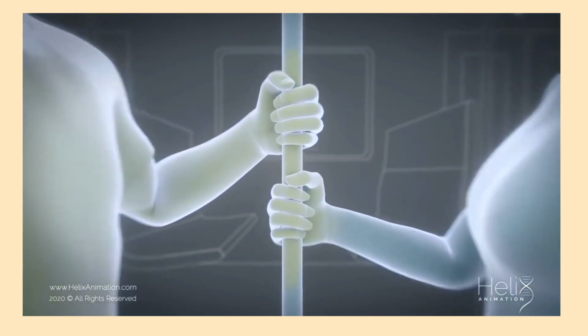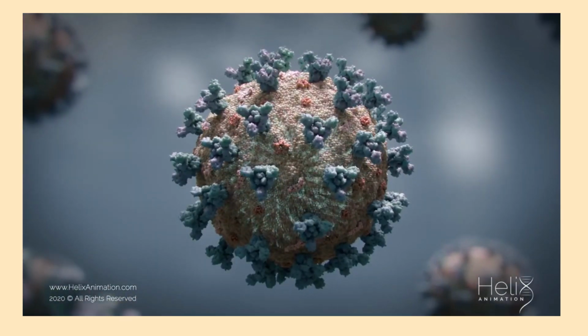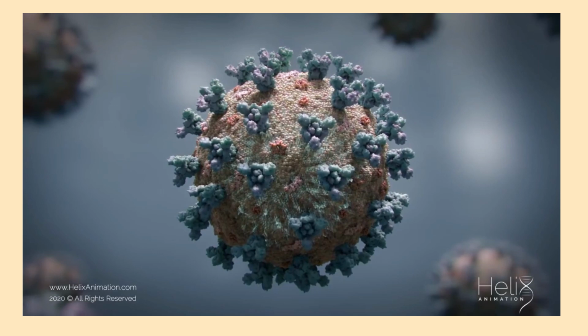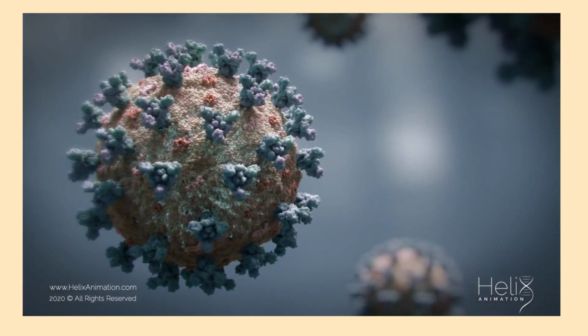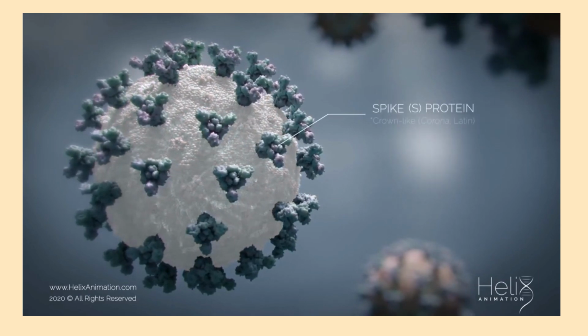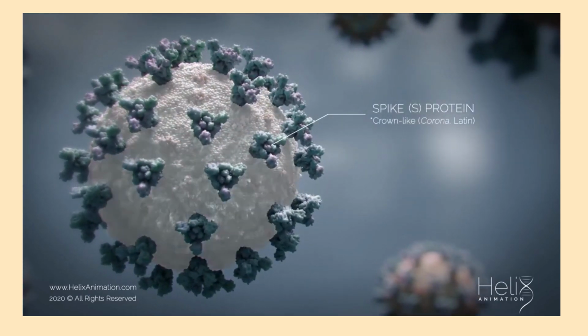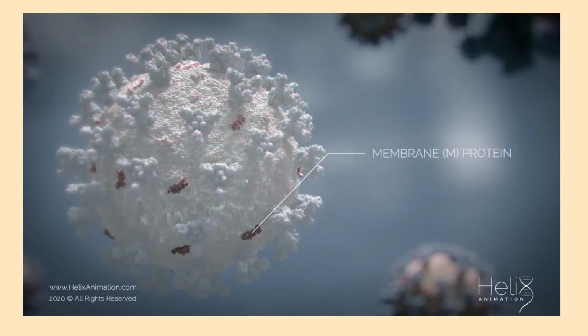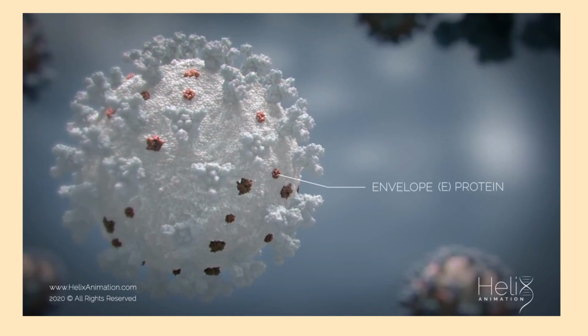What we know so far. The coronavirus is spherical in shape, and its genetic material is encapsulated by different types of proteins. Some of the key structural ones are spike S protein, the most prominent feature of coronaviruses from where they get their name, then M or membrane protein, and the so-called envelope protein.